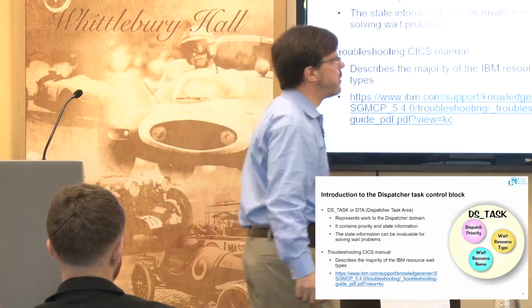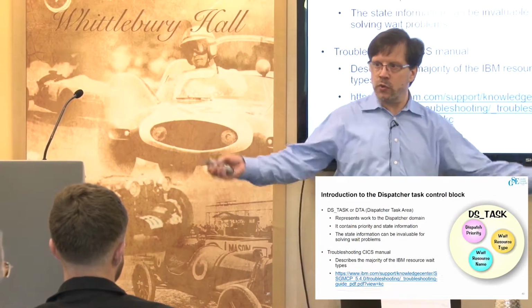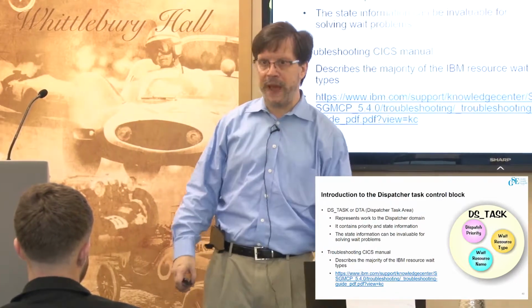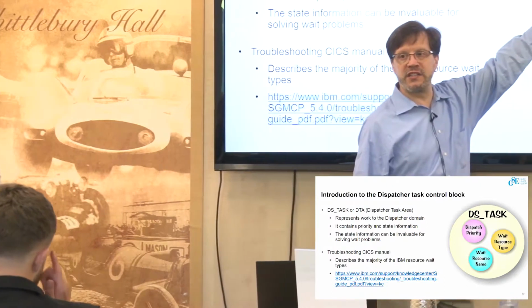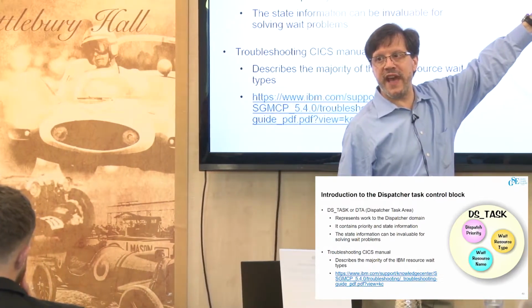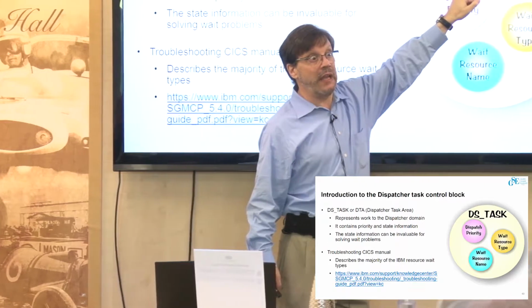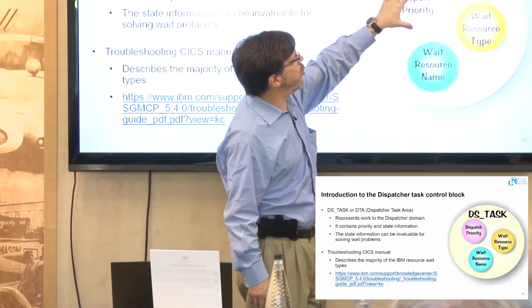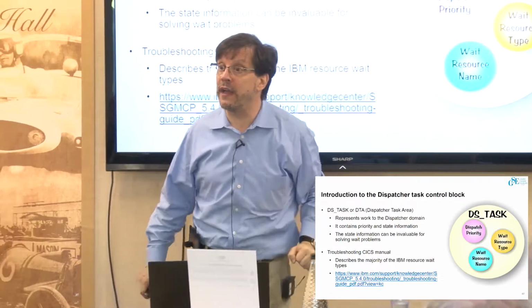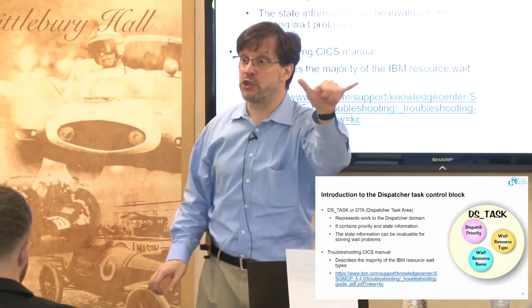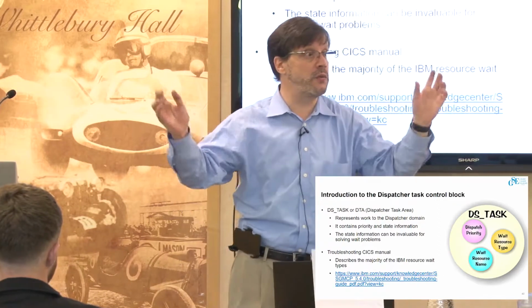The answer is, if you have any waits or hangs, who's going to know about it? The dispatcher is the guy that's holding you up. So we're going to find out the dispatcher has something called a DS_task or a DTA under the covers, and it'll tell you your priority. If you're waiting for something, he'll tell you what you're waiting on. He'll give you a suspend resource name and type, and all you have to do is search.